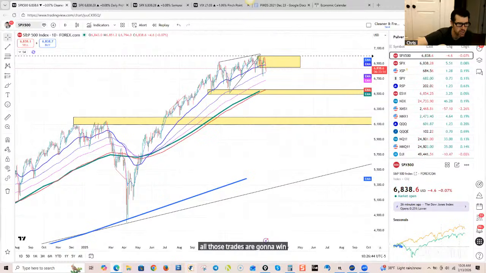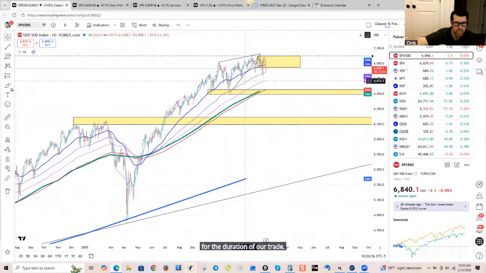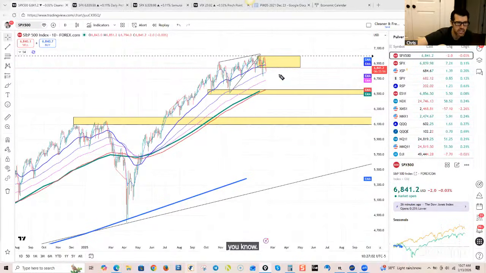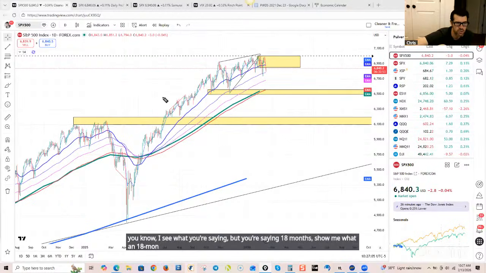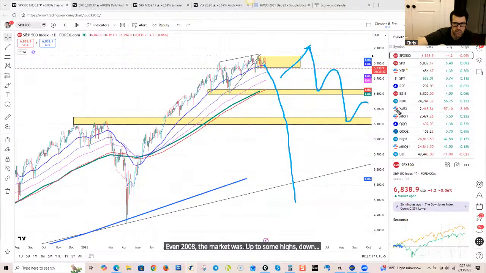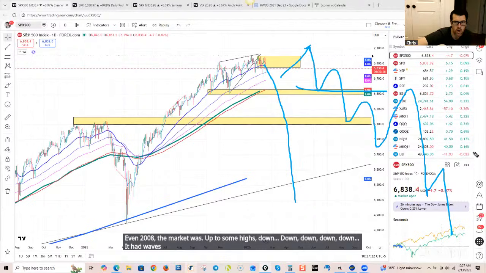Okay. Samir says, what happens if it's long term? Well, define long term. We'd have to see the market go down and stay down for the duration of our trade. Has the market ever gone in a straight line? I see what you're saying, but you're saying 18 months. Show me what an 18-month bear market looks like. It's not going to do this. Even 2008, the market was up to some highs, then down, down, down. It had waves, right? So with our durations of like 40, 60, 90 days, we have profit traps.